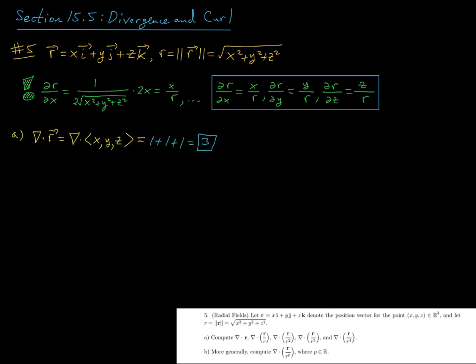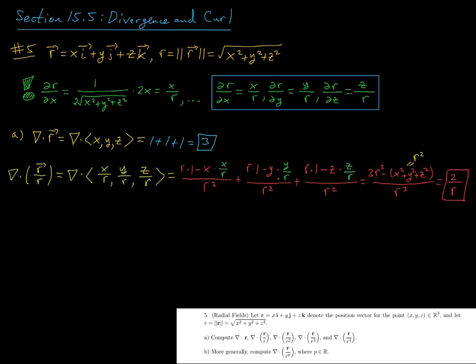This is the divergence of just the radial vector field r itself. So its components are just x, y, z. So to compute the divergence, I'm going to take the x derivative of x, which is 1, the y derivative of y, which is 1, and the z derivative of z, which is also 1. And then I'm going to sum them together, and I get a constant divergence here of 3. All right, not too bad.